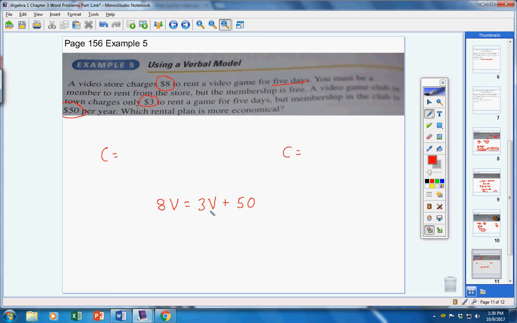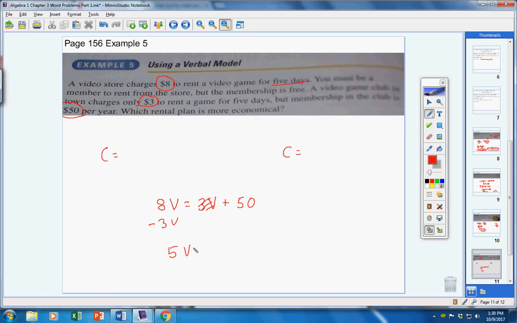Okay? Watch how easy this is. This is called, by the way, finding a point of equilibrium. Okay? Finding a point of equilibrium. Bring your 3v over, make it a negative 3v.